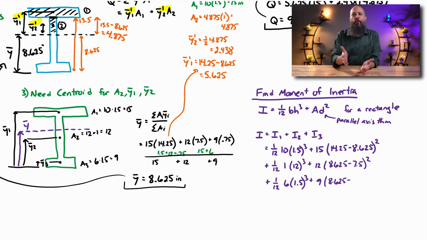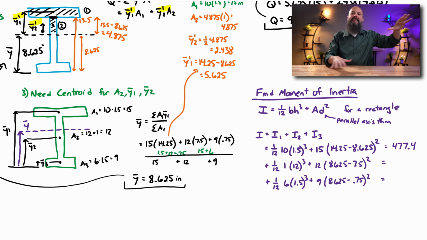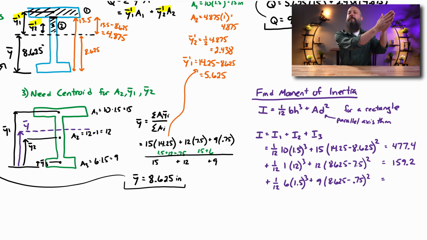My AD squared, this D for the parallel axis theorem, is like Y bar prime from solving Q. It's based on the distance from the center of these rectangles to the centroid. So finding moment of inertia is very similar to finding Q, except moment of inertia involves both the top and the bottom half, right? The entire cross-sectional area. But Q only looked at half of the area, only the area above the centroid, which we could have also done with the area below the centroid, right?